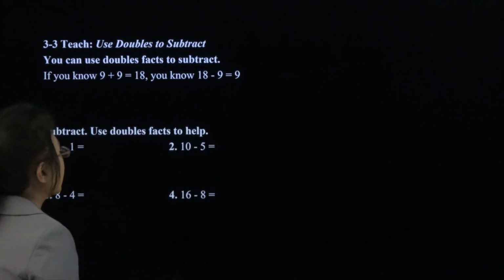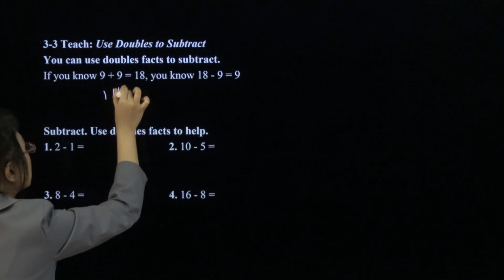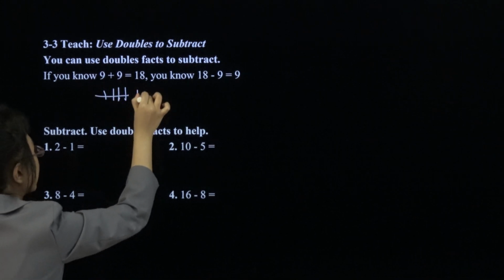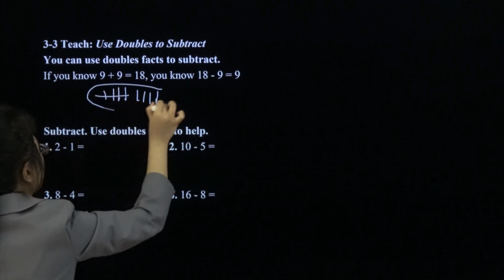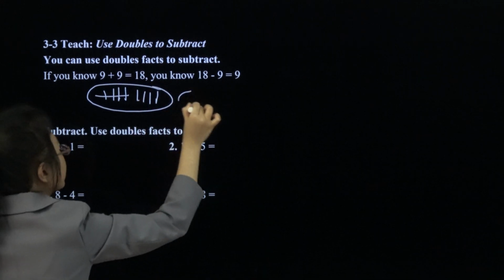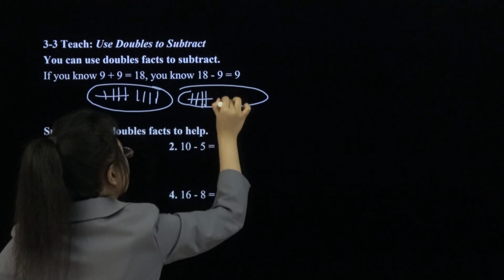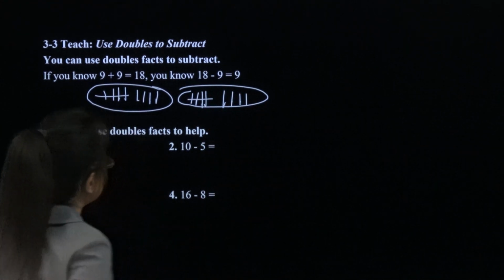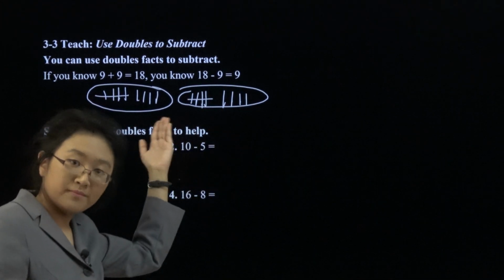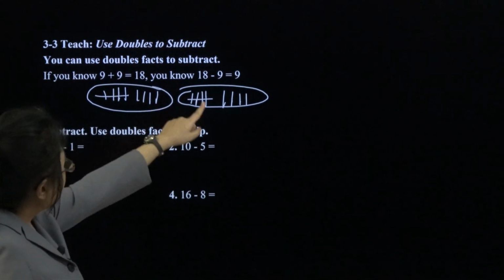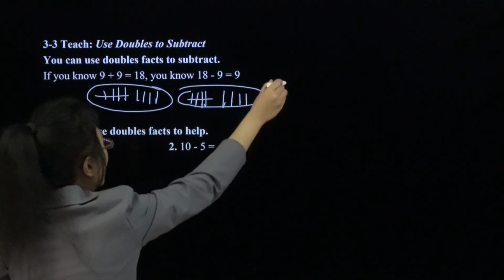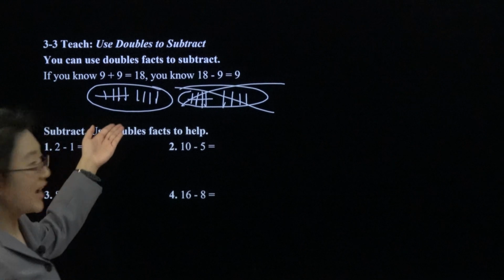Here's an illustration. I'm just going to use tally marks, alright? So it's 9 plus 9. Alright, that's 18. So 18 take away 9 is 9.